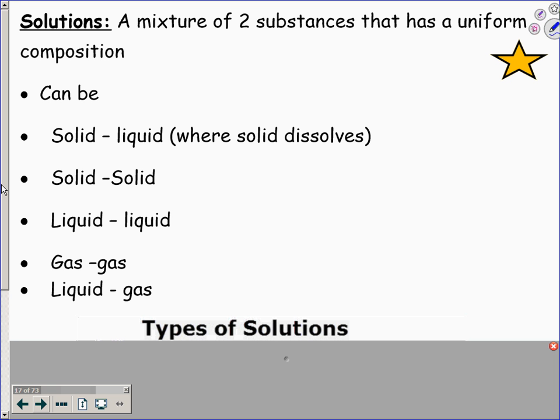Okay. If each of your groups can come up with one example of a solution between a solid and liquid, solid and solid, liquid and liquid, gas and gas, and liquid and gas. Try not to look at my little cheat sheet I provided for you, okay? Come up with examples first. You probably can't even see that chart. So don't look at my little chart I provided you.